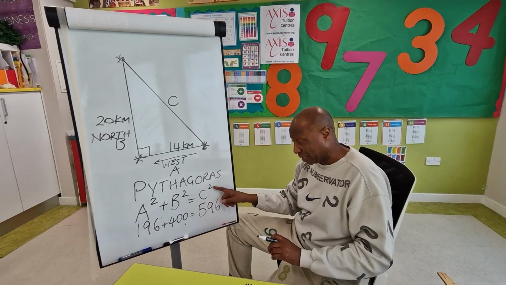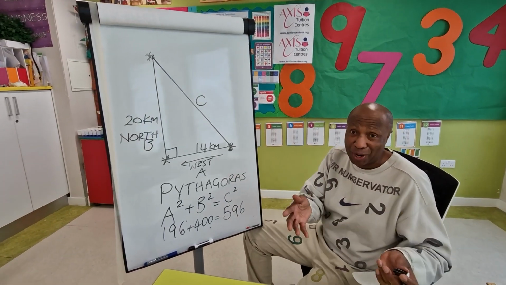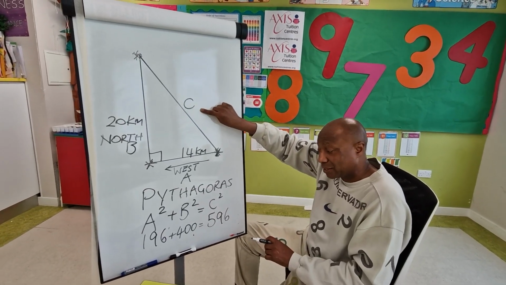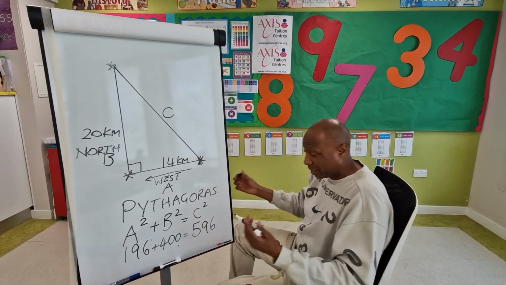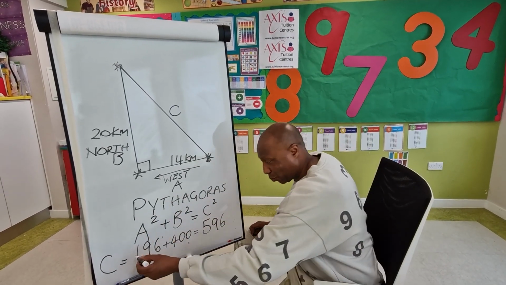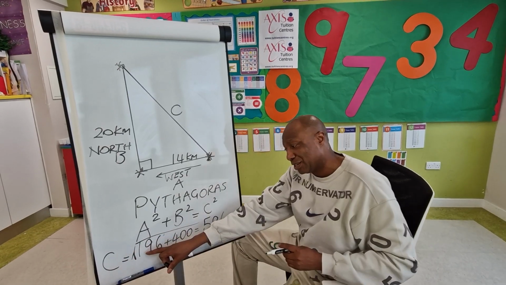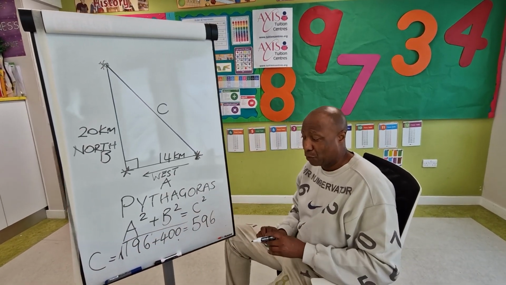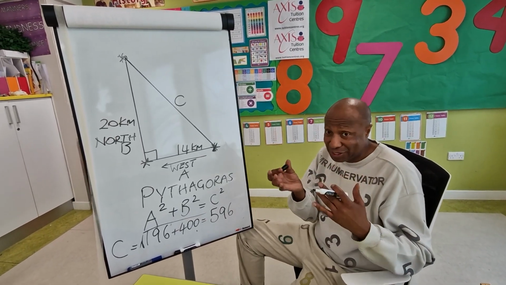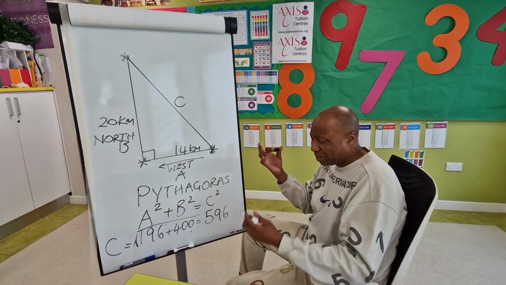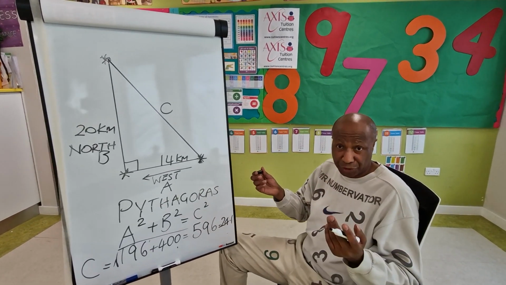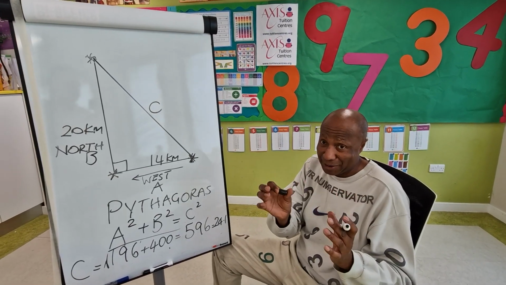So if we want to work out what C is, we need to work out the square root of 596, because squaring is the inverse of the square root. So we are trying to work out the length of side C. I could write it as C is equal to the square root of 196 plus 400, which is 596. And using my estimation skills, the answer is going to be roughly about 24.1 or 24.2. I'm sure you can work it out with your calculator.